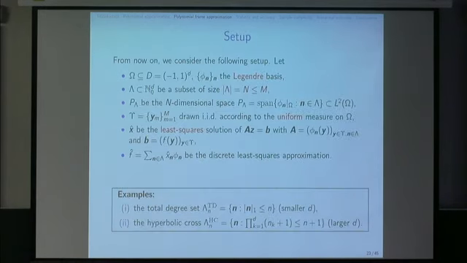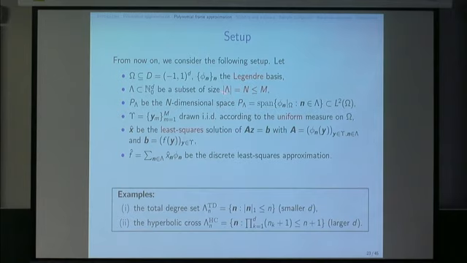Okay, so a little bit more setup. I'm going to specialize the setup even more now. This is not to say that we don't have results for more general cases, but to make the presentation a little bit more succinct, I'm going to specialize to the following case. For the remainder of the talk, omega is going to be compact, and let's assume without loss of generality it's contained in the unit hypercube. I'm going to consider the Legendre basis on the unit hypercube.